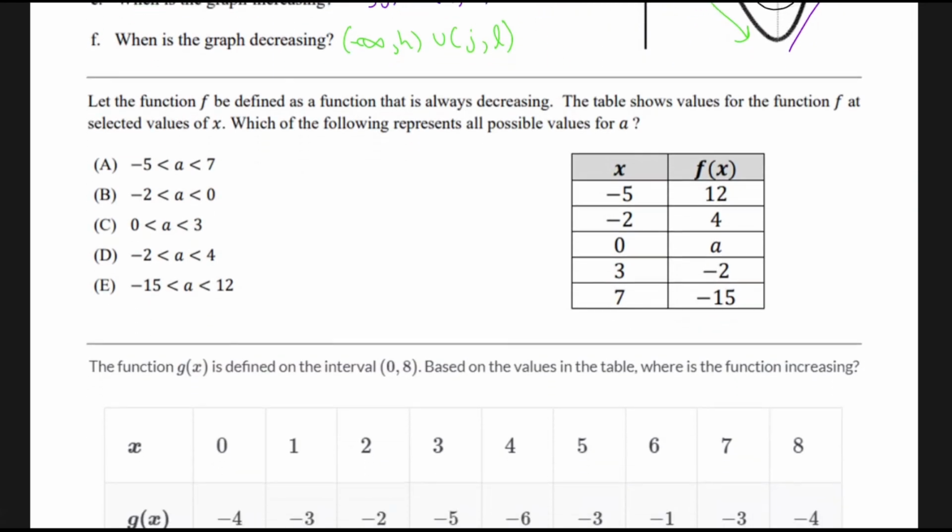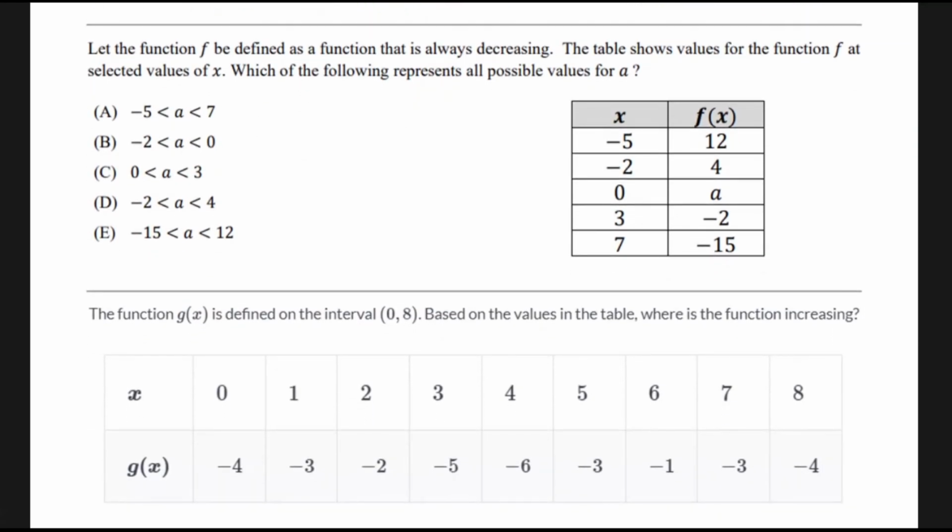Okay. Let the function f be defined as a function that is always decreasing. The table shows values for the function f at selected values of x. So we're going from -5 to -2 to 0 to 3 to 4. There's no pattern. Which of the following represents all the possible values of a? Well, if this is always decreasing, that means these numbers will always be decreasing. So a lives sandwiched here between 4 and -2, which means a has to be in between 4 and -2.